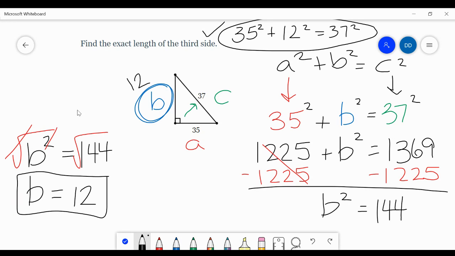All right, so label your triangles first, A, B, and C. Make sure C is always across from the right angle. Plug it into your formula, and then use inverse operations to solve from there. Good luck.